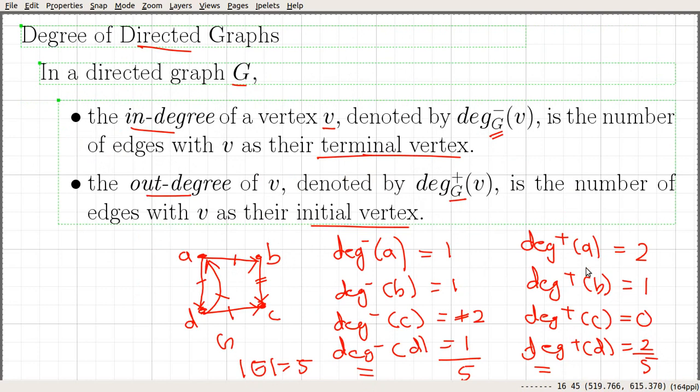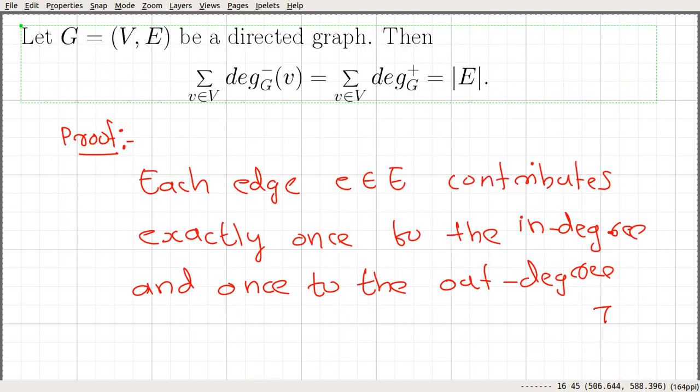That's what we saw here, right? Each edge is a directed one, each edge contributes once to the in degree, and each edge contributes once to the out degree. Because of that, that quantity is also equal to the number of edges. And that's the proof. We continue with some more definitions in the next video. So this is it for this video.